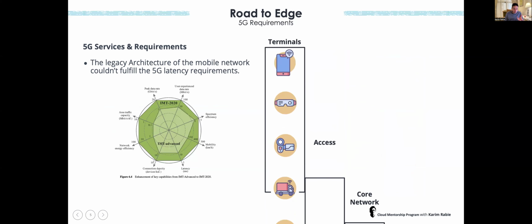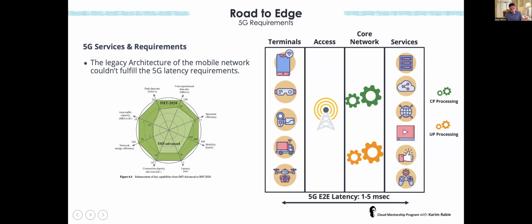And when the 5G was introduced, and I'm bringing here on the left the classic and well-known 5G requirements figure that was there in the IMT 2020 publication by the ITU, the International Telecommunications Union. And that showed the 5G requirements compared to the 4G requirements. So if you see this light green thing, which is the IMT Advanced, that's the 4G requirements. And if you see that dark green, that's the IMT 2020, the 5G requirements.